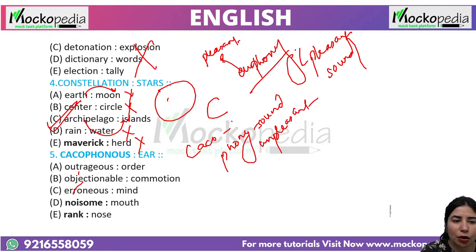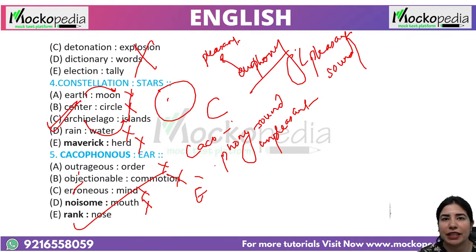So now outrageous is, aap bhadke hue ho. So that goes out. Objectionable and commotion is disturbance. Erroneous is mistake. Noisome mouth doesn't work. So rank is something that troubles the nose. So that's another relationship that we have learned. So E will be the answer, right? So you can trace down the relationship, pen them down so that you can just leisurely read and keep in your mind that, okay, such sort of relationships can be exhibited in analogy questions, right? Then we'll proceed.